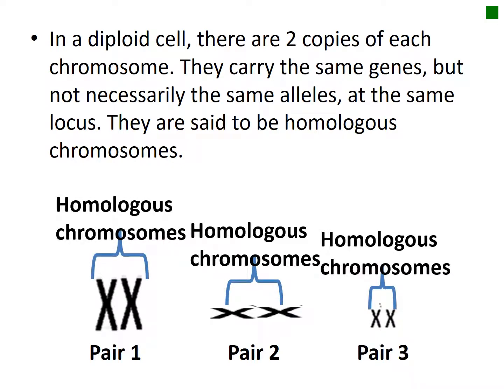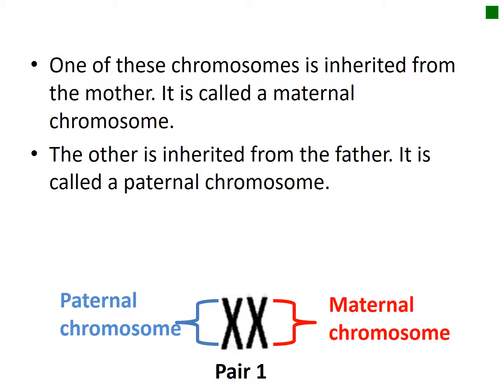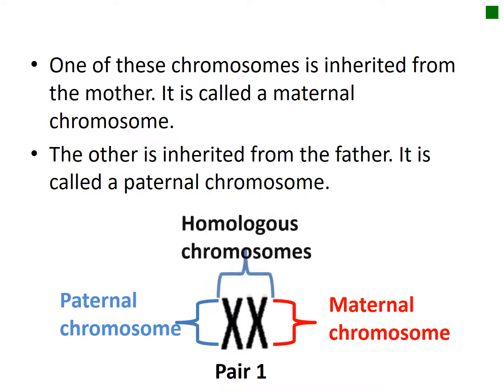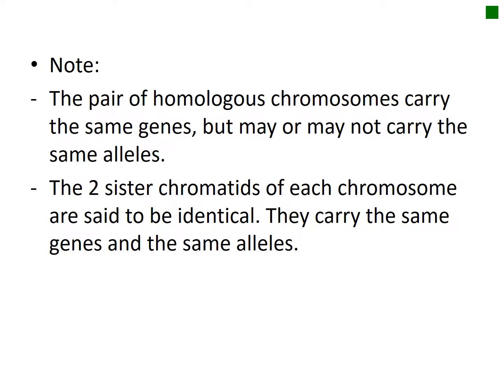These are homologous chromosomes. One of these chromosomes is inherited from the mother, and it's called maternal. The other, from the father, is called paternal. As I said in class, maternal mama, paternal papa. So these are maternal and paternal. The pair of homologous chromosomes carry the same genes but may or may not carry the same alleles.